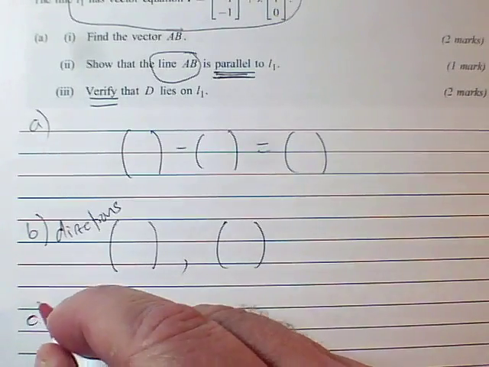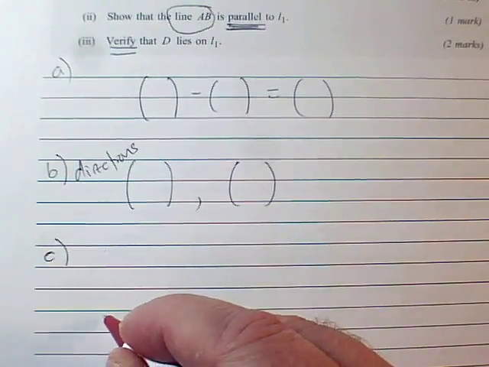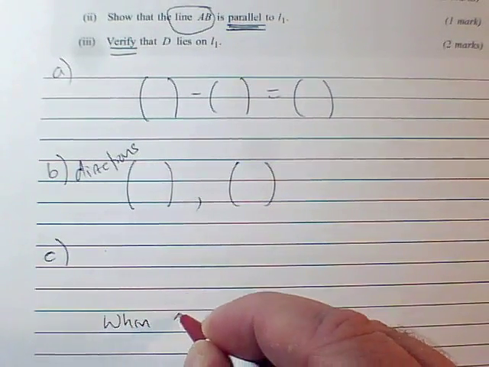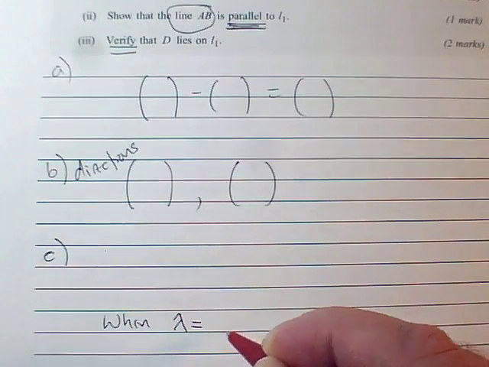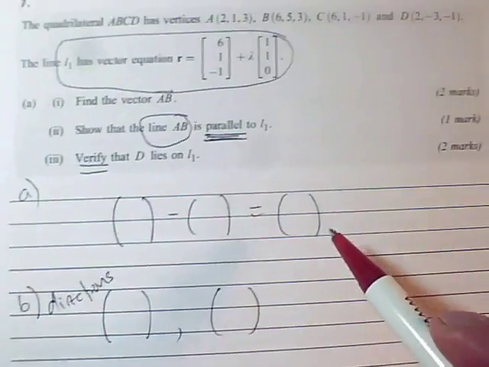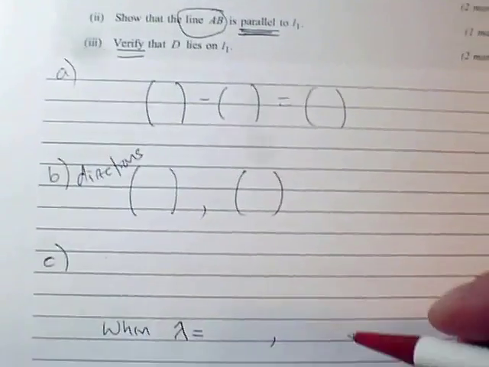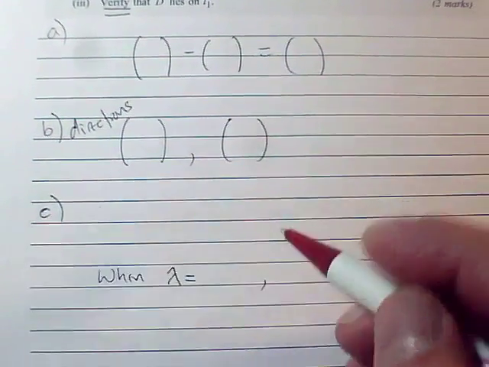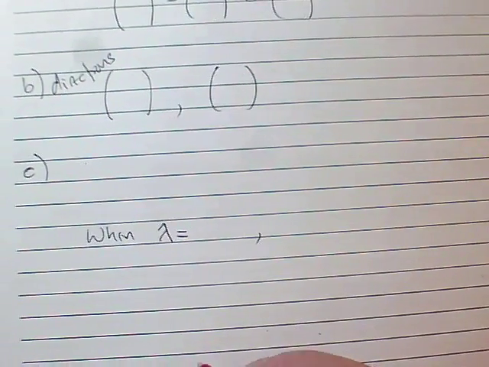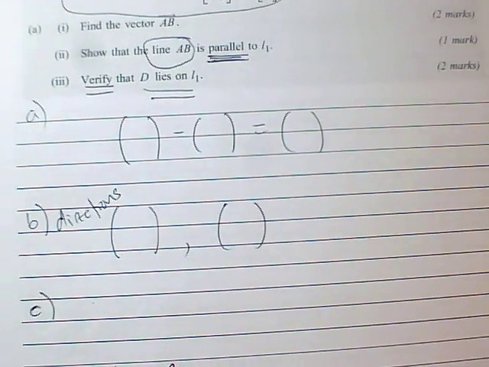So your solution to C is going to look like, you may have to do some work to detect this, but when lambda equals some value that you've found, okay, check what the equation generates, and if it generates the coordinates of D, then you are done. And don't forget, you need to comment. So at the end of it, you're going to draw the conclusion. So you're going to say, therefore, whatever you were invited to verify, this is going to be your statement at the end.